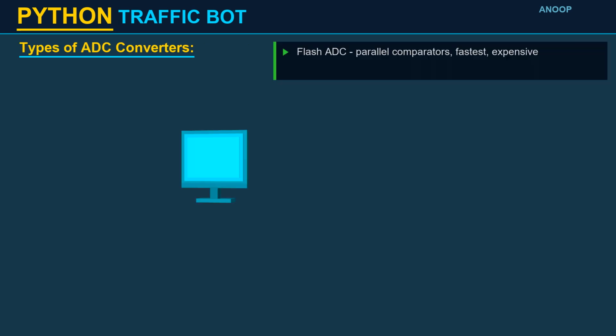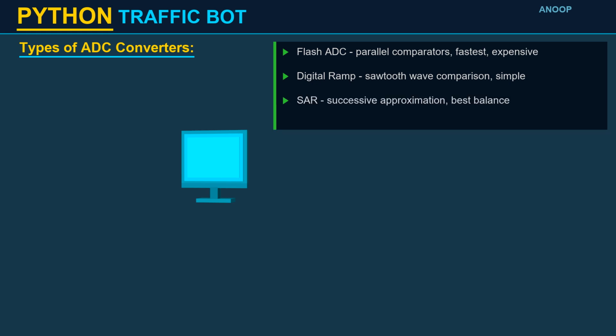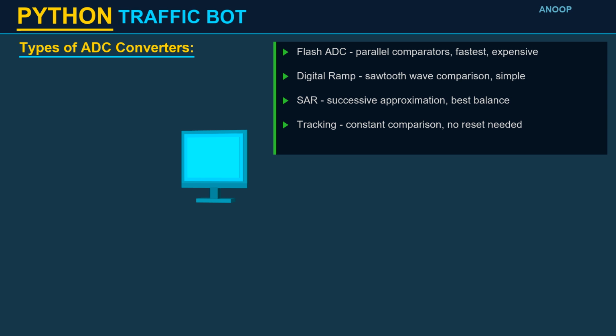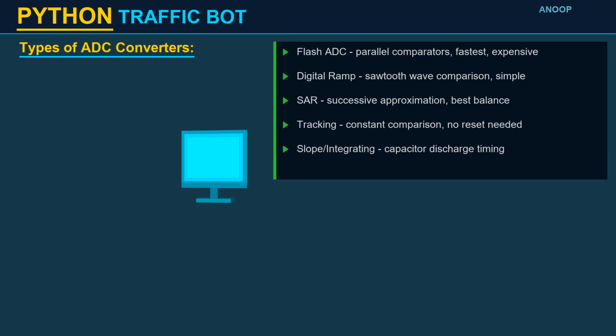There are several types of ADC converters used in networking and electronics. Flash ADC uses parallel comparators and is the fastest type, converting in a single clock cycle, but it is expensive and power-hungry. Digital ramp ADC uses a sawtooth wave comparison method. It is simple and cheap, but slow for high-resolution conversions. SAR, or Successive Approximation Register, uses a binary search algorithm. It offers a great balance of speed and accuracy, making it the most common ADC type in embedded systems.